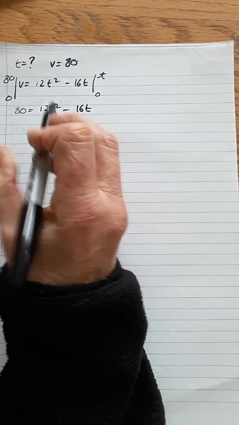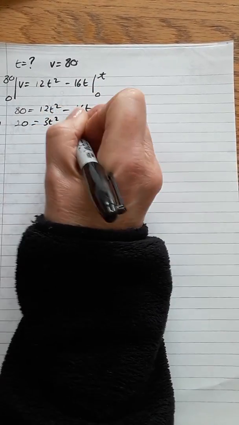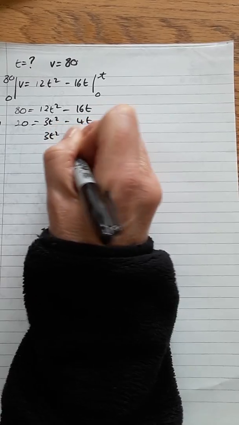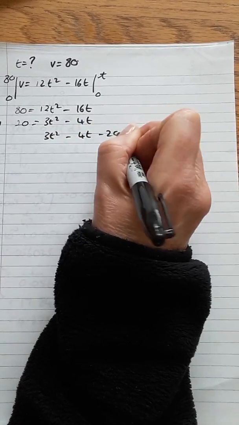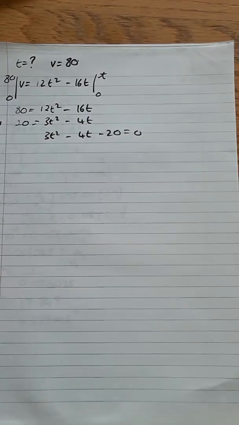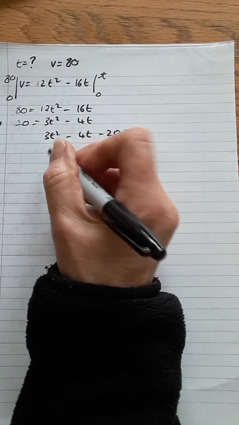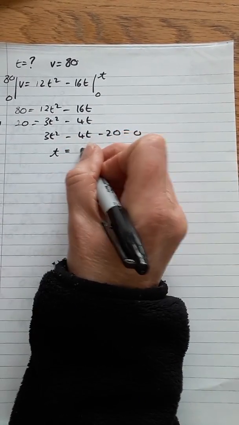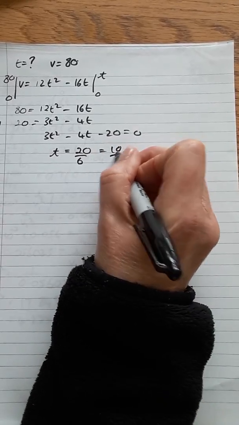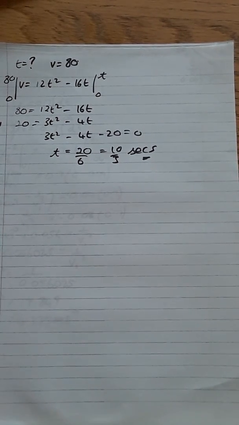I might just divide all the way across by 4, to get a nice easy equation. So 20, I can see I'm heading towards a quadratic. 20 is equal to 3t squared minus 4t. If I bring that all to one side, that will give me 3t squared minus 4t minus 20 is equal to 0. I can solve for this using factorising, or if you really want to, the minus b formula. But whichever way you use, you're going to get t of 20 over 6, 10 over 3. So that's the time it takes to get to 80 meters per second. That's that part of the question. Okay.